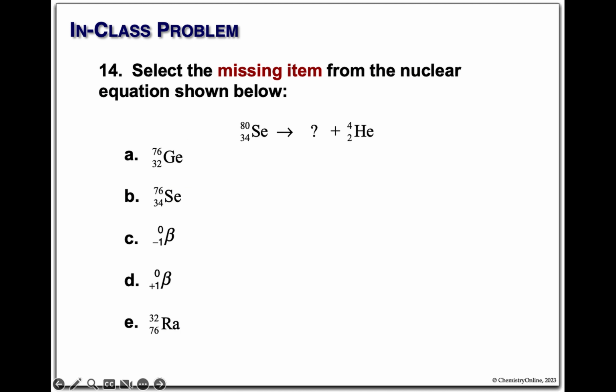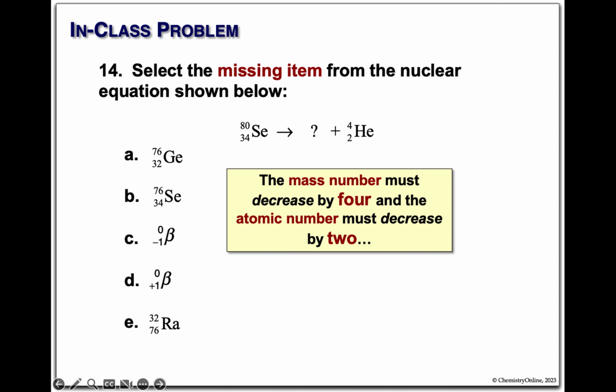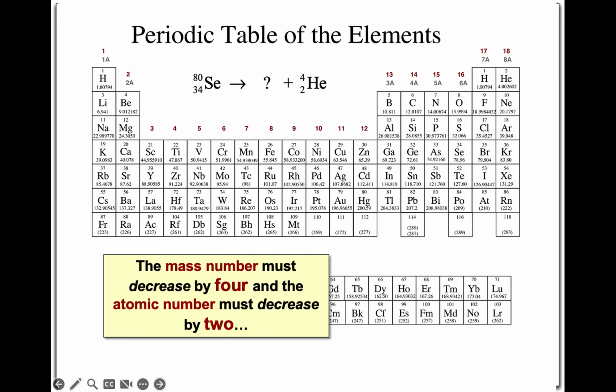All right, chapter 11. Selenium-80 loses an alpha particle. What does it make? We have a choice. We are going to take our mass number and reduce it by 4. We're going to take our atomic number and reduce it by 2. We look at our periodic table. The periodic table that I have here on the slide looks just like the one you will get on the exam.